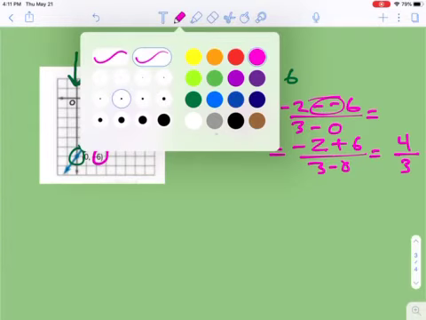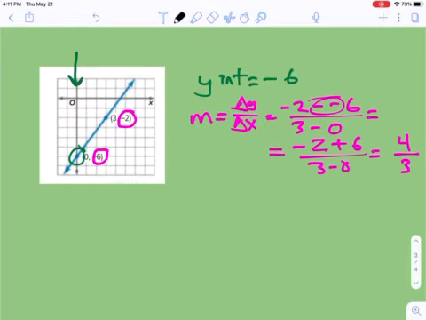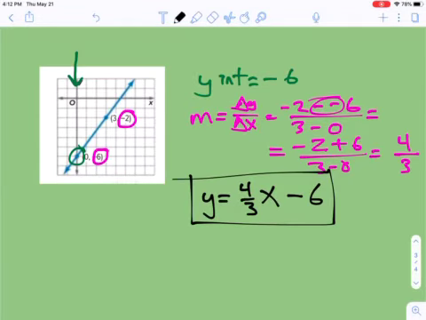So this becomes 4 because negative 2 plus 6 is positive 4 over 3. I now have my slope and I have my y-intercept. And so let's just do this all in black. So y equals 4/3 x. I almost said 5/3 x. I'm sorry. 4/3 x. And then my y-intercept, minus 6. And this is your completed equation.